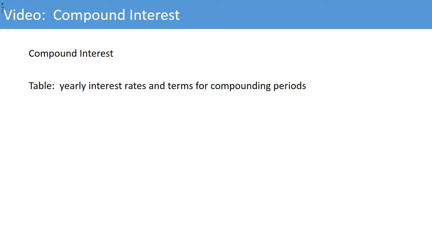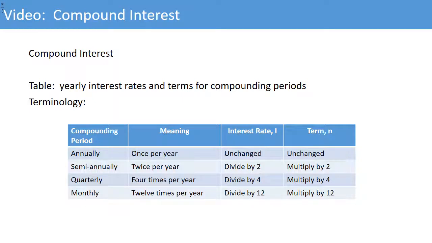Now, let's look at this table that gives yearly interest rates and terms for compounding periods. Whenever rates are quoted, they're based on a yearly amount. So the word annually means once per year. The rate is expressed in that form. We don't need to do anything, and the term is per year, so we don't need to do anything with that. But what if we say the compounding period is semi-annually?